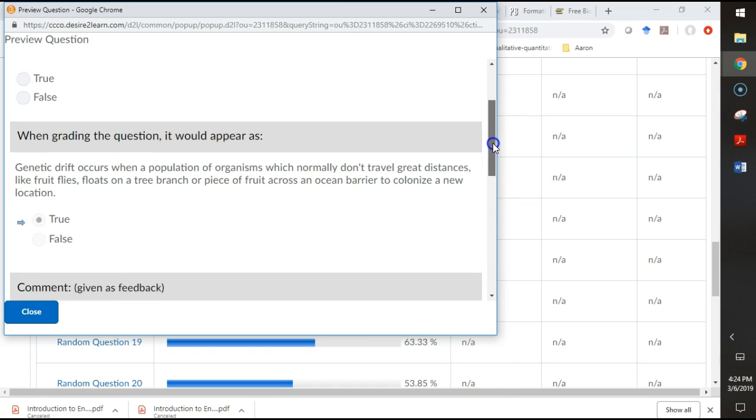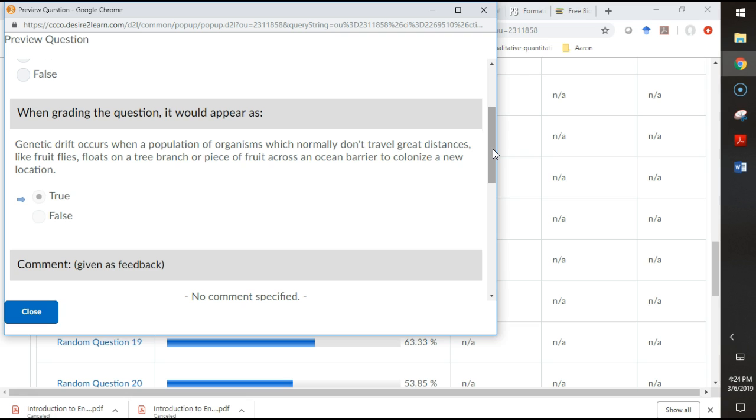"Genetic drift occurs when a population of organisms which normally don't travel great distances, like fruit flies, float on a tree branch or a piece of fruit across an ocean barrier to colonize a location." This question's just kind of crazy. Genetic drift usually does not relate to genes drifting across the ocean. Sorry, I'm having a hard time not laughing about it. It's just a dumb question, and I would argue that it is scored wrong.